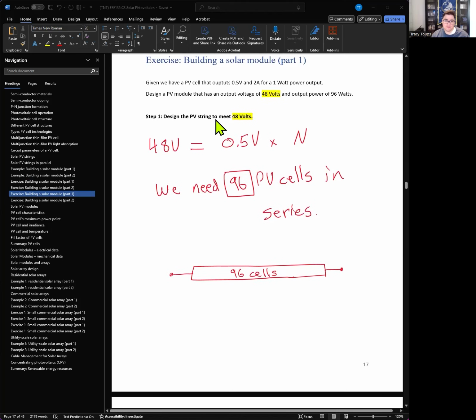The difference here is we want a 48 volt string instead of 24. So we have 48 volts equal to 0.5 volts per cell times the number of cells. Just some basic math: we need 96 PV cells in series. So we're going to have one very, very large, long PV string of 96 cells.